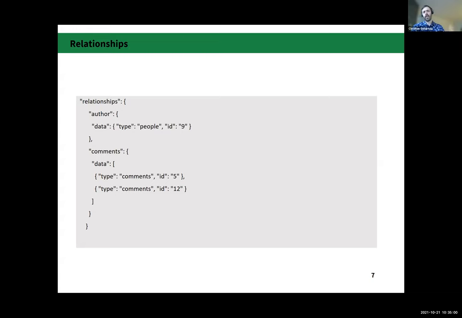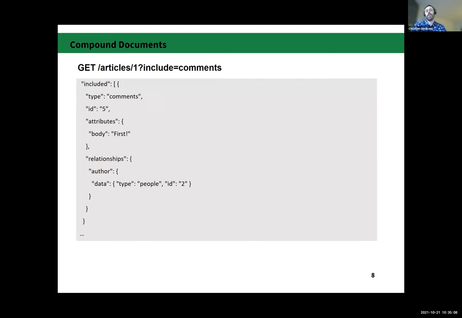So again, JSON API already had something to be able to go around that, to basically reduce the number of calls. And this is what they call compound documents. So when you ask for a resource, any resource on JSON API, you can specify what to include. So they will actually get the relationship and include that in an included block section.